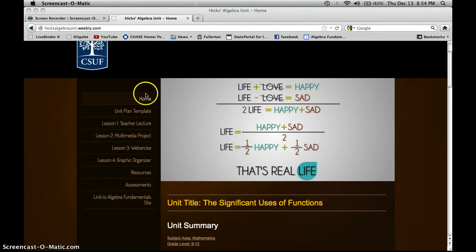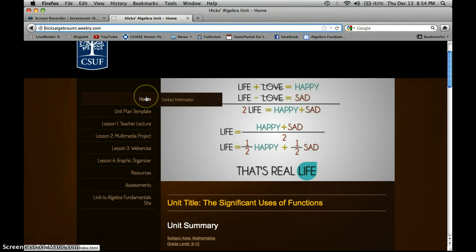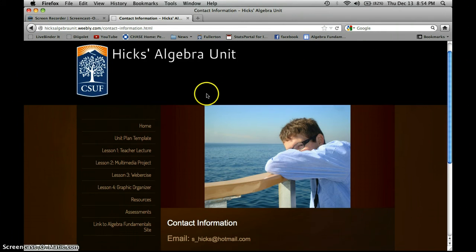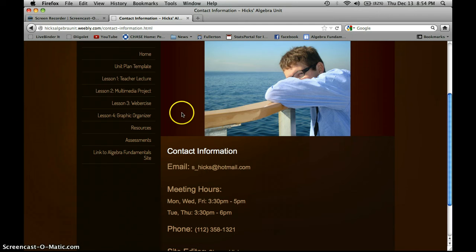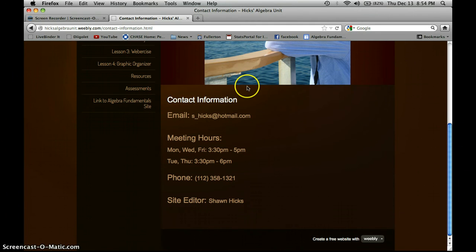Underneath the main page, if you hover your mouse over home, you can get to contact information. And there's a picture of me, not a very good picture, but I didn't have time to take one, so I just took that one. Contact information, my email, that's not my real email address. I just made one up for the purpose of this website for right now. Meeting hours for after class, my phone number, also a fake phone number, and then I'm the site editor.